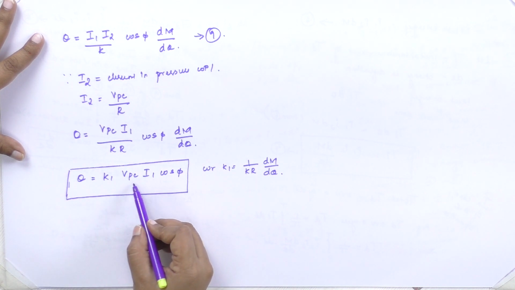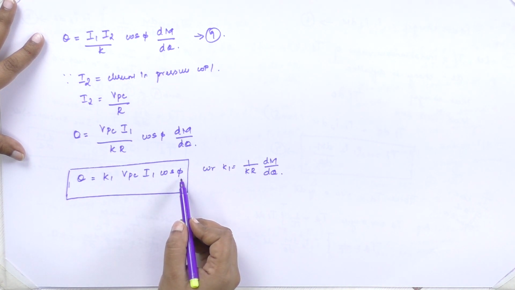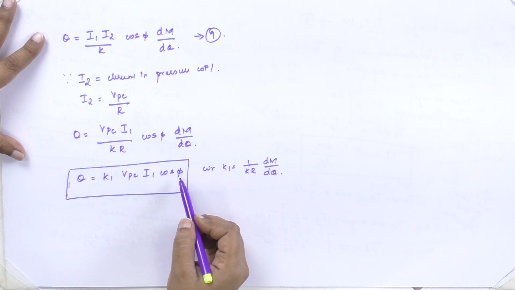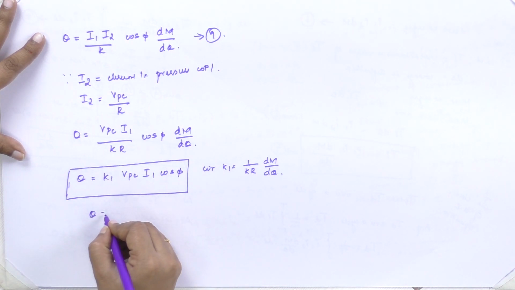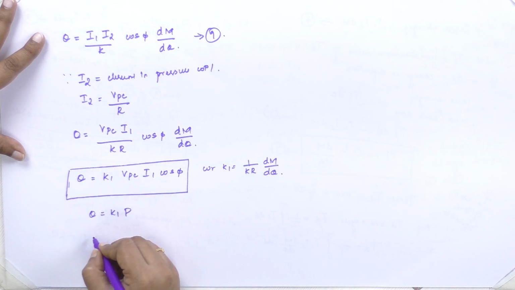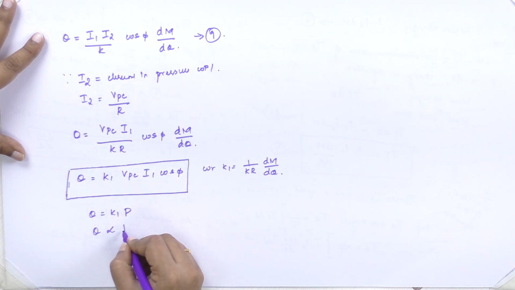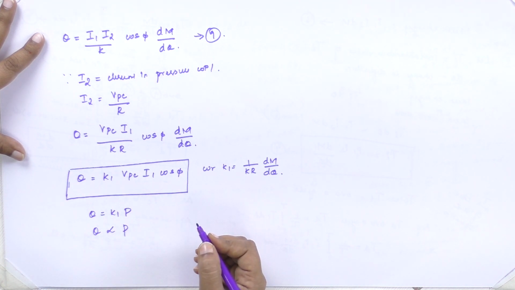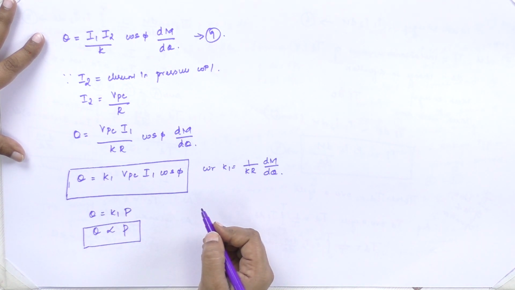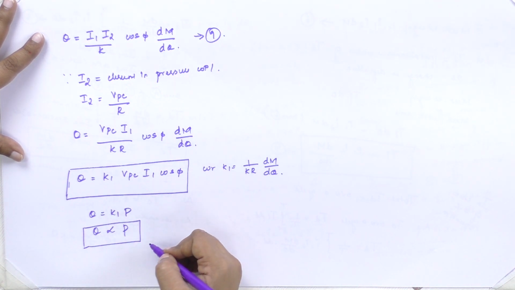We know that VPC I1 cos phi is nothing but the power in the wattmeter. So theta will be equal to a constant into the power. So we can say that the deflection produced by the wattmeter will be directly proportional to the power consumed. So the deflection will be directly proportional to the power in case of a wattmeter.